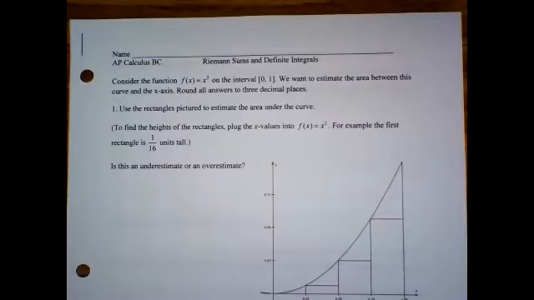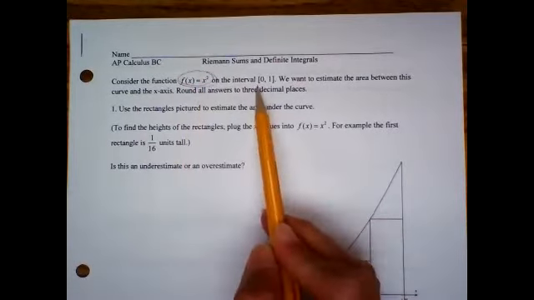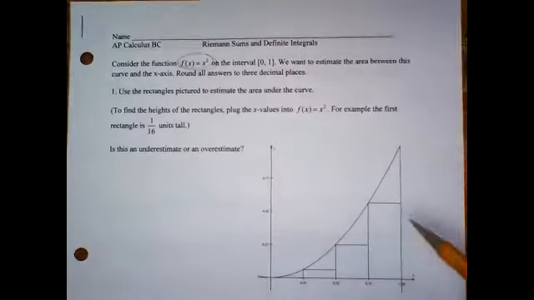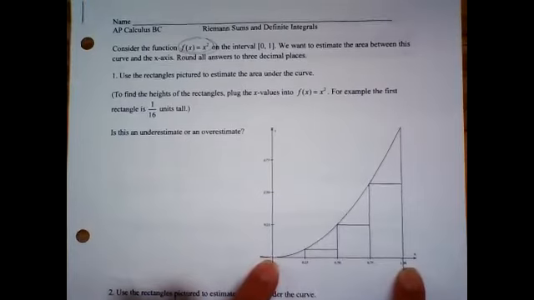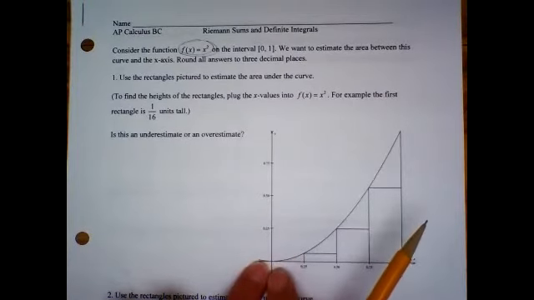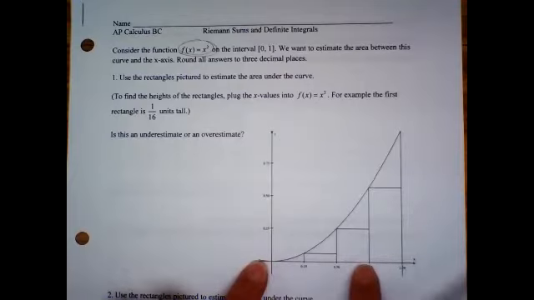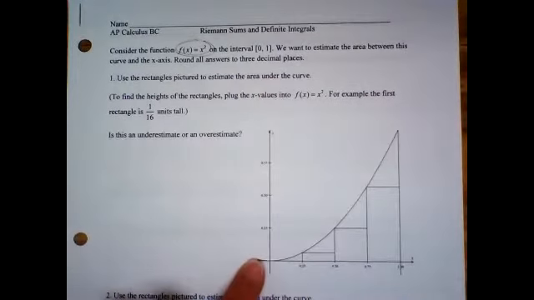All right, so what we are trying to do is find the area underneath the function x squared from the interval 0 to 1. So x squared is a parabola, but I just only drew it from 0 to 1. And the goal is that we're trying to find that area. So we're going to do that by breaking it up into these sub-intervals and then find the area of the rectangles that are underneath. Okay, so this says use the rectangles pictured to estimate the area.